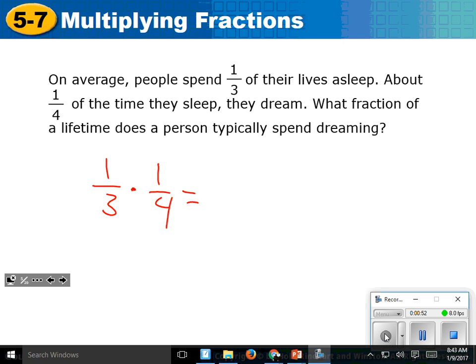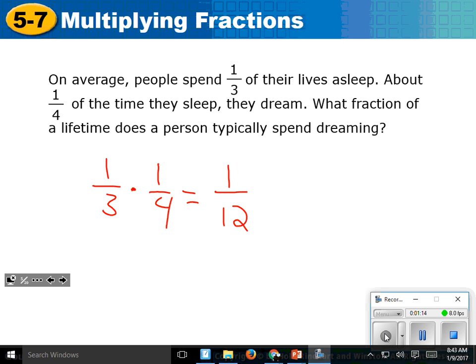Well, it's this simple. Multiply the numerators, multiply the denominators. 1 times 1 is 1. 3 times 4 is 12. So the answer is 1/12 of their lives they spend dreaming.